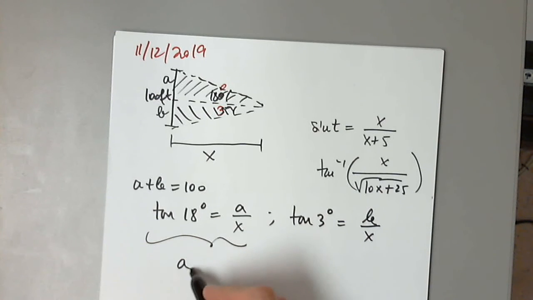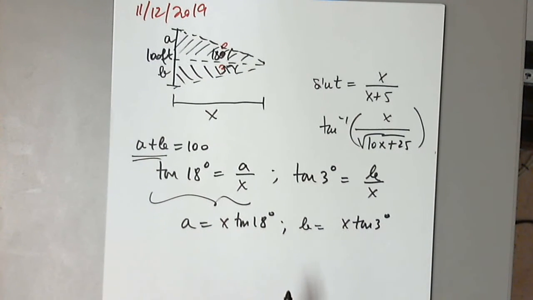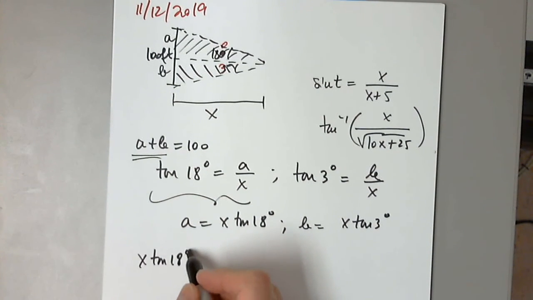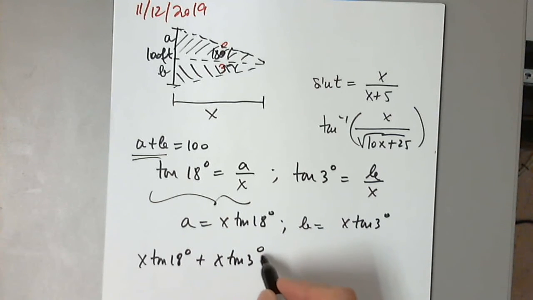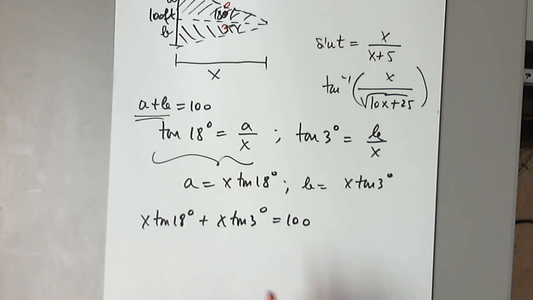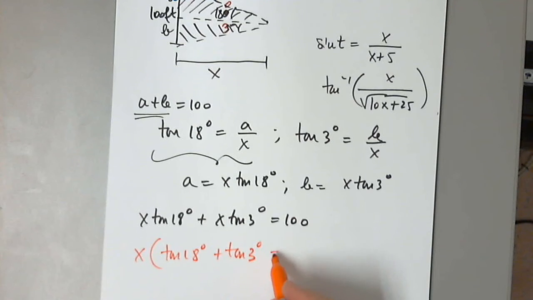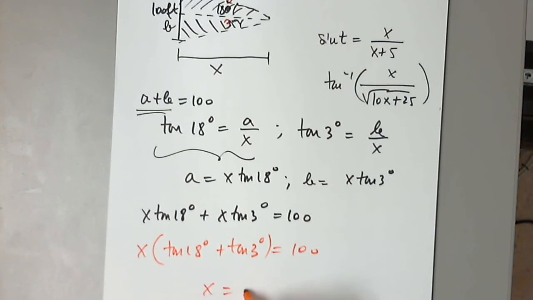From here, we'll solve for A. If you look back in your notes, you will see a problem like this. And we solve for B, which is x tangent 3 degrees. And all you have to do is just put them in this equation. So we will put x tangent 18 plus x tangent 3 equals 100. Any suggestions how to proceed now? Excellent. We factor out x, tangent 18 plus tangent 3, and we divide.